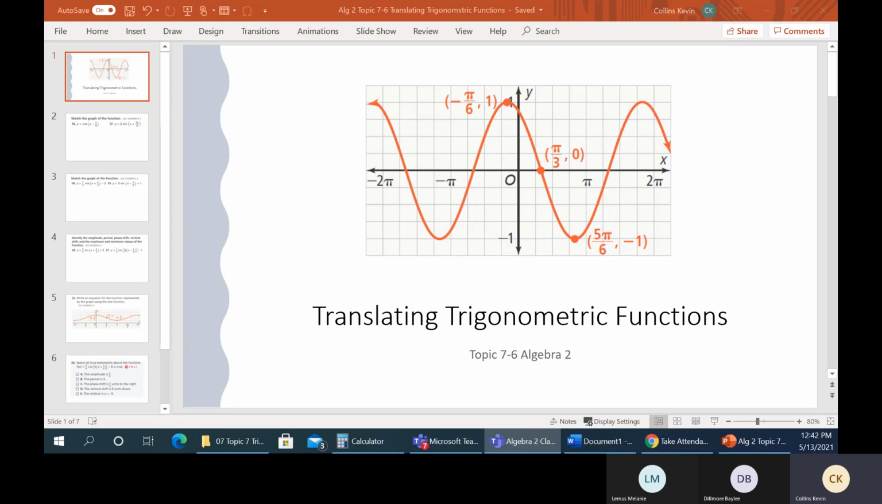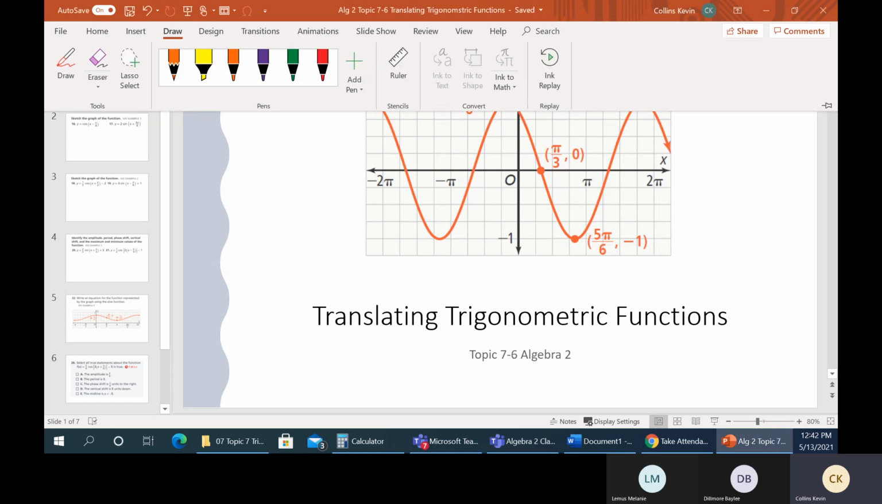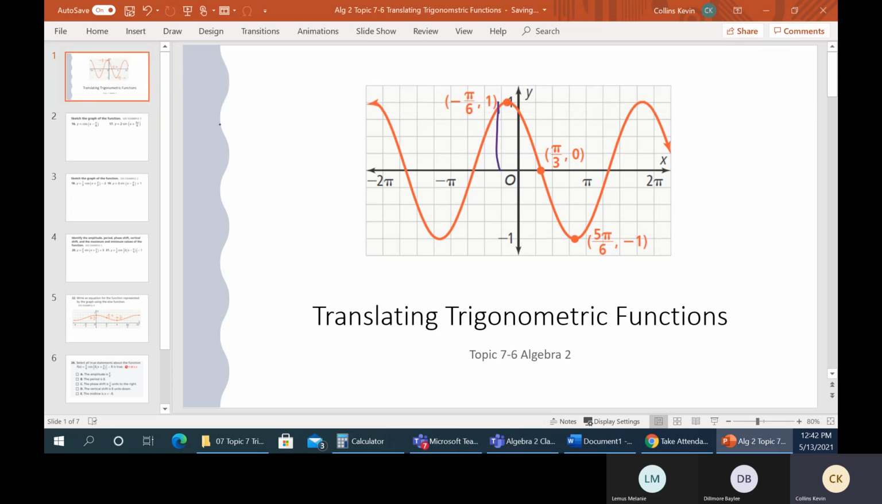All right, so this stuff here, we are skipping section 7.5, going straight to 7.6. Really, this is just a variation of stuff you've already seen. Last time we talked about the trig functions, we talked about the amplitude. Basically the amplitude is from the middle line, the 0, up to the max, and it's the same thing this way. So it's half the distance from your highest point to your lowest point. And that's going to come into play when we move these things up and down and left and right.